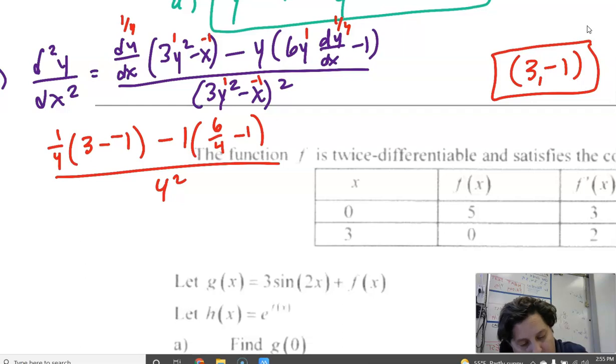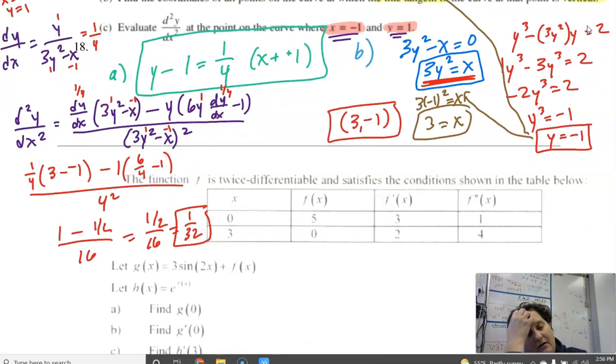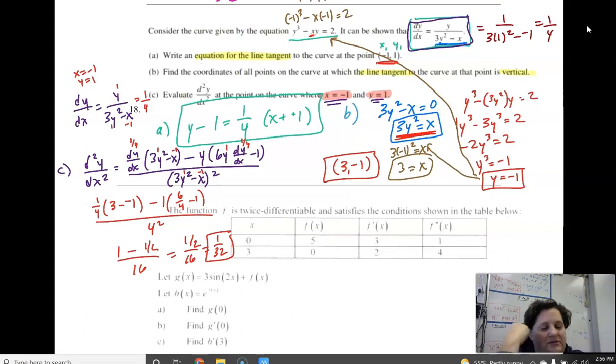1/4 of 4 is 1. I'm going to go to decimals because I can't right now. Okay. 6/4 is 1.5 minus 1 is 0.5 times 1 is 1/2. So it's basically 1/2 over 16, which then goes to 1 over 32. There we go. That's kind of like a free response type question. It takes a lot of different steps to go through that. That one was tricky, but hopefully you guys are okay.